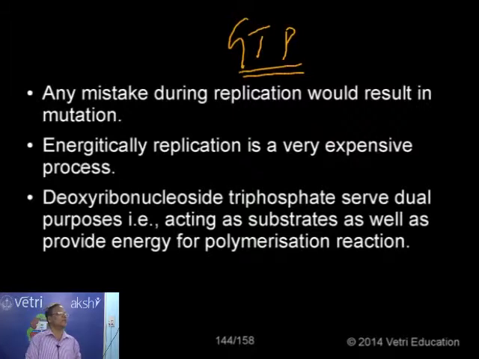Now, this deoxyribonucleoside triphosphate serves a dual function. It provides a substrate, for example guanine or guanosine, as a complementary base during polymerization. So it acts as a substrate as well as a source of energy for the replication process. Here I have given guanosine triphosphate mostly. This is a triphosphate of the guanosine nucleoside, and it acts as a substrate as well as providing energy for the replication process to take place. So it has dual functions.